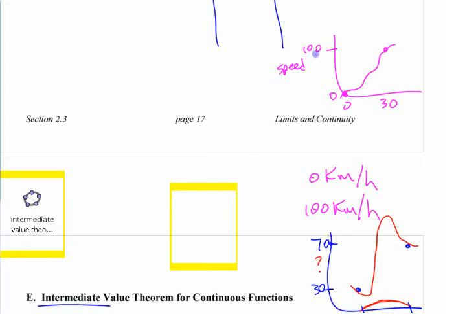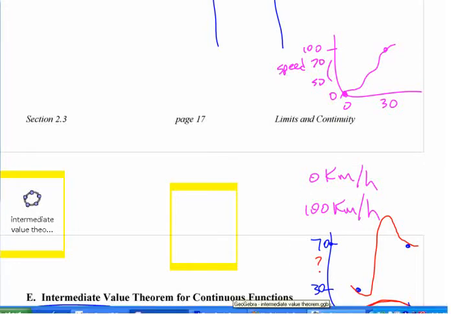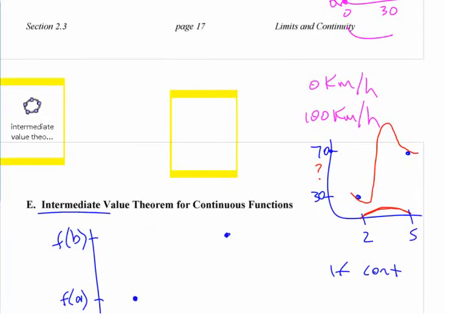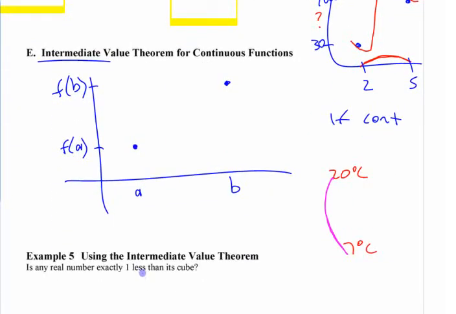You start at 0, you get to 100. You don't skip over the speeds from 50 to 70, right? It doesn't suddenly miss those. If you know that the function's continuous, it has to hit all those values. That's all that this intermediate value thing is.